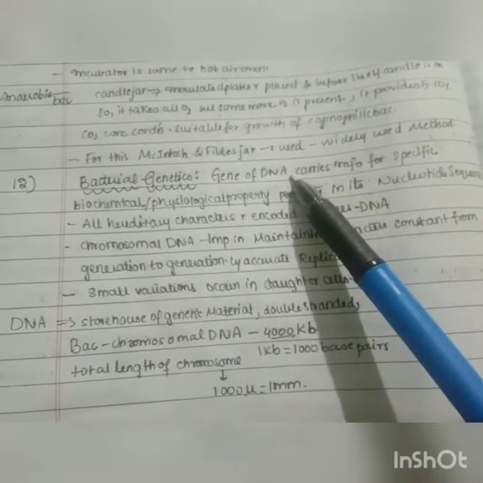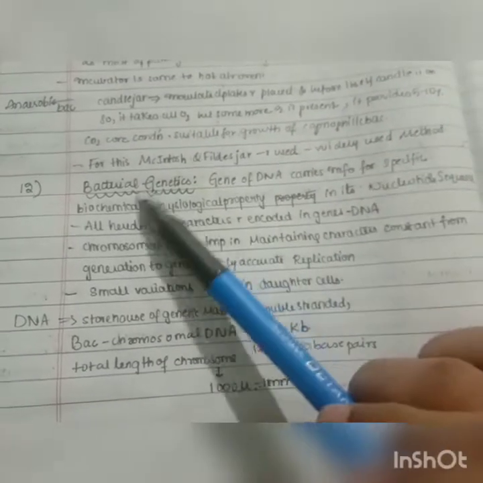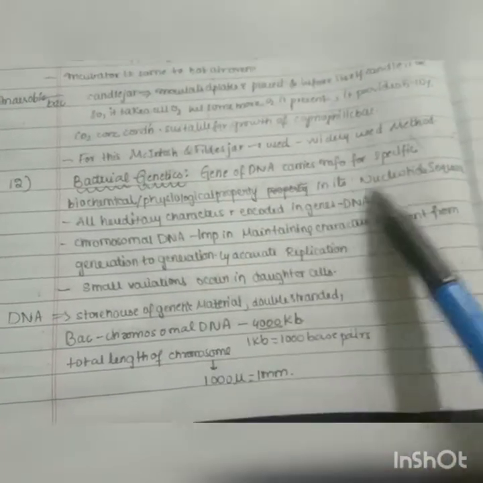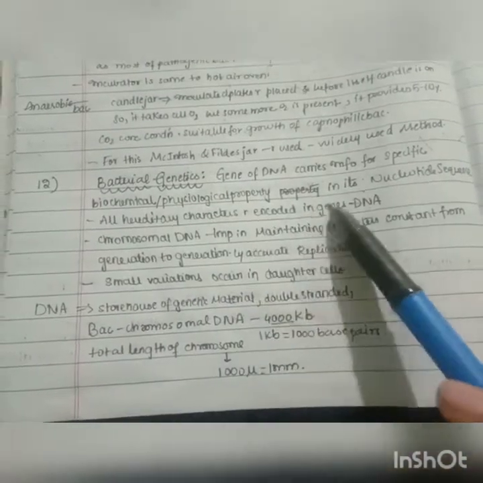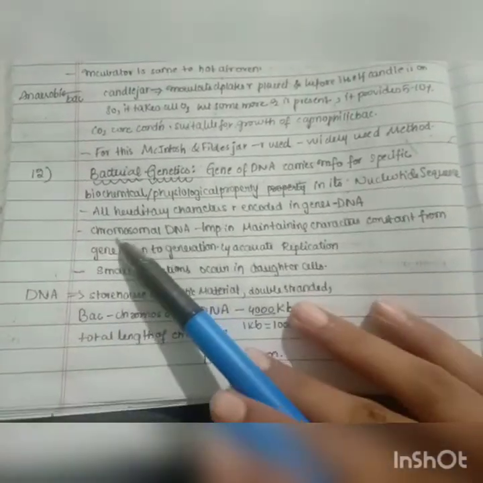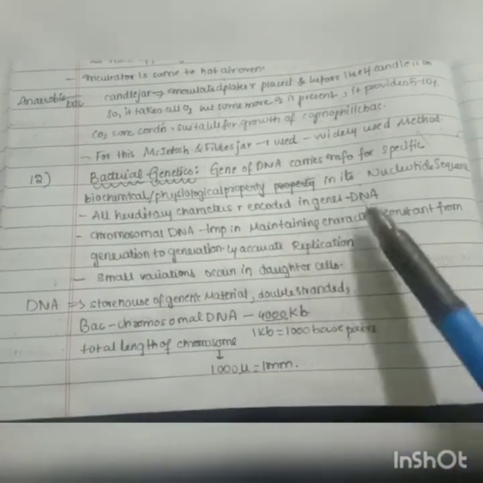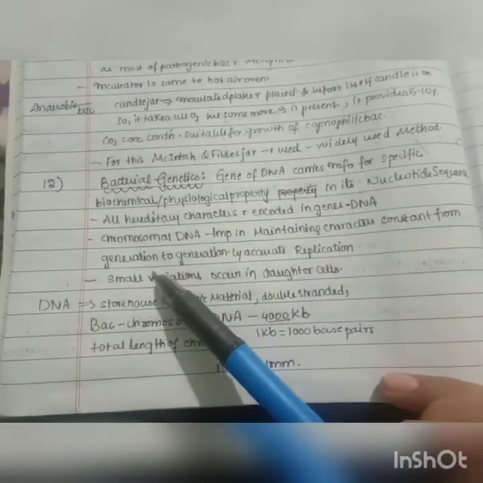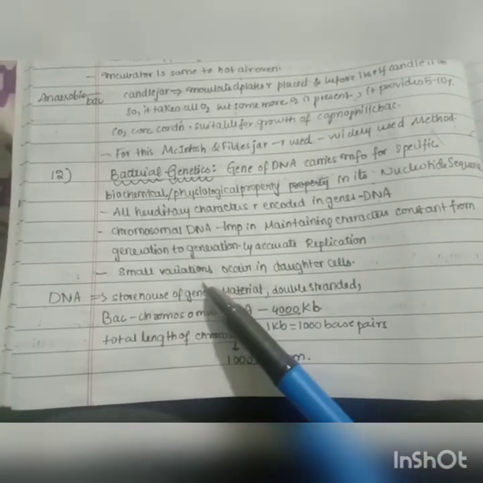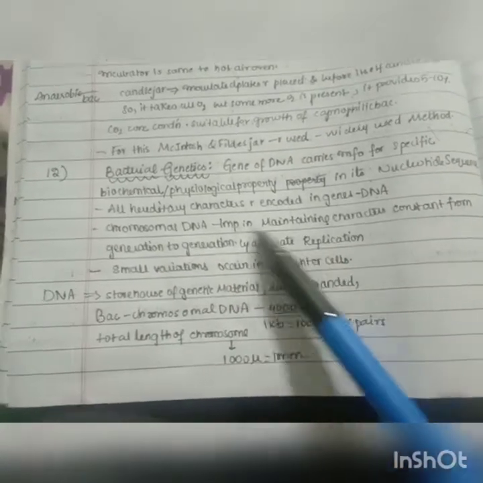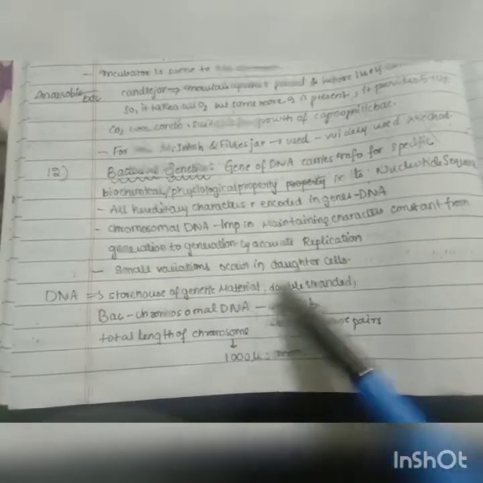The gene of a DNA carries the information for a specific biochemical or physiological property in its nucleotide sequence. So all hereditary characters are encoded in genes, that is, DNA. Chromosomal DNA is important in maintaining the characters constant from generation to generation through accurate replication. So only small variations occur in the daughter cells. So the DNA is a store of the genetic material, double-stranded.